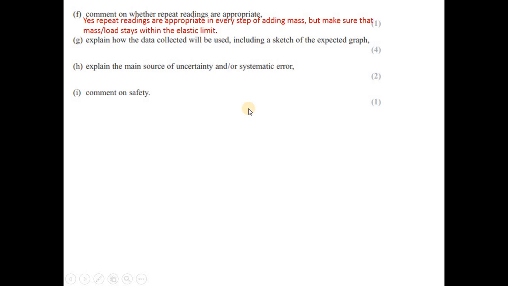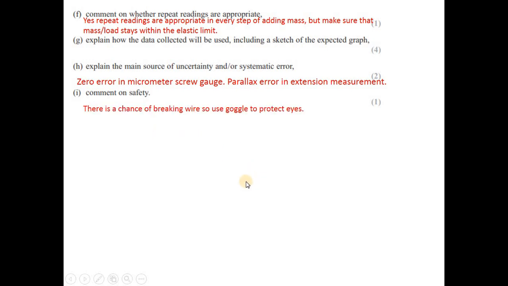H, explain the main source of uncertainty or systematic error. Main sources of uncertainty, you might have a parallax error in measuring extension because you are using a meter rule and you are reading from your eye, so there might be a parallax error. Or systematic error, you can include zero error in the micrometer screw gauge. Comment on safety, of course, there is a chance of breaking wire due to heavy load, so the wire might snap and hit your eye, so you must wear goggles to protect your eye.